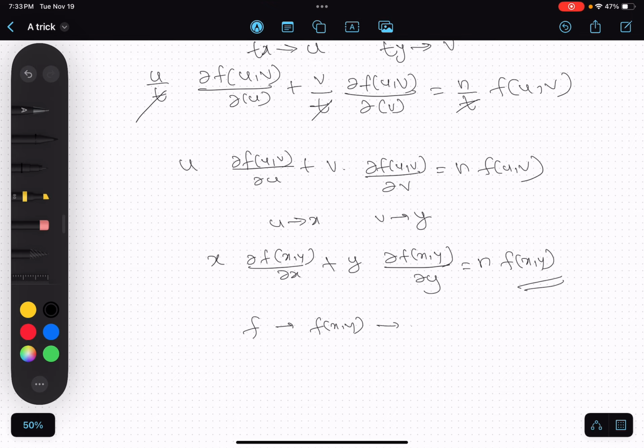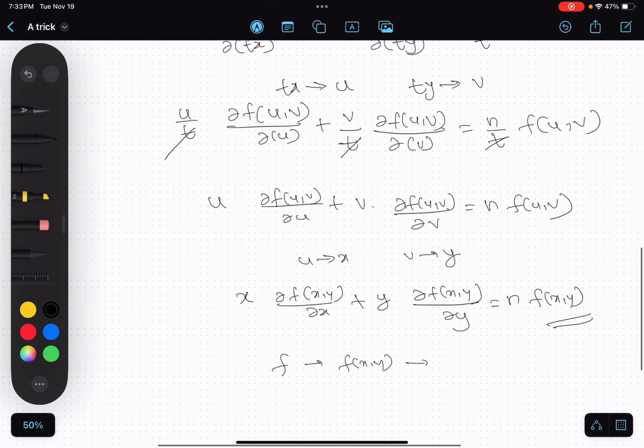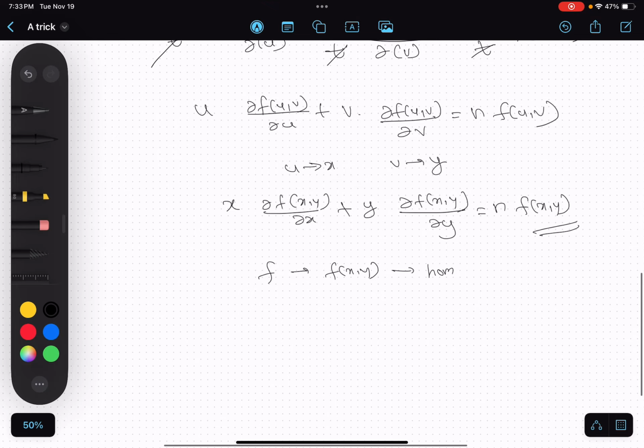In this way we saw that if f is a function of x and y, and this is also a homogeneous function, then this is true: x times partial f by partial x, where f is a function of x and y, plus y times partial f by partial y, is equal to n times f. So we saw that that's true, right?